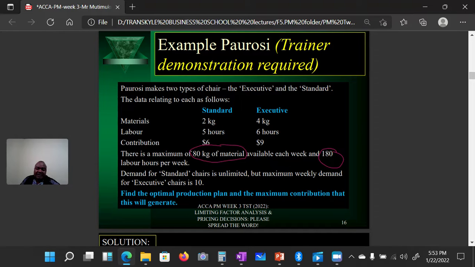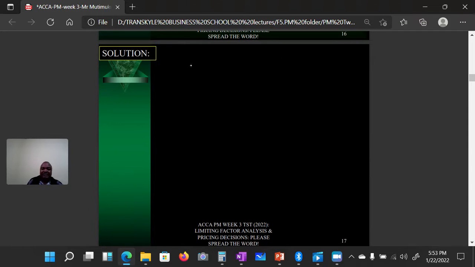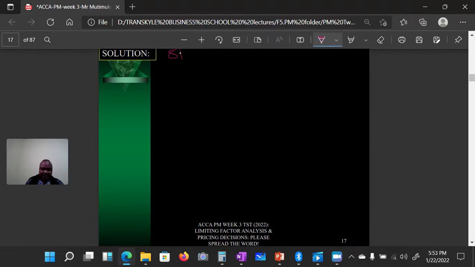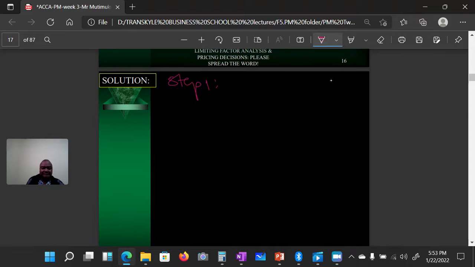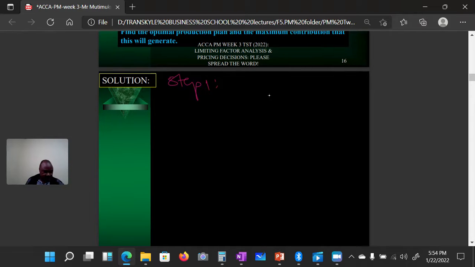Now the question is saying find the optimal production plan and the maximum contribution that this will generate. So the first thing we have to do is to do those steps. Step number one, define the unknowns.